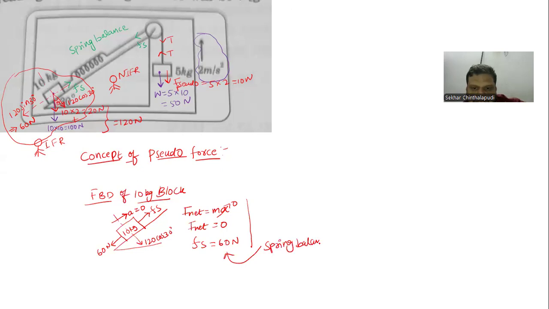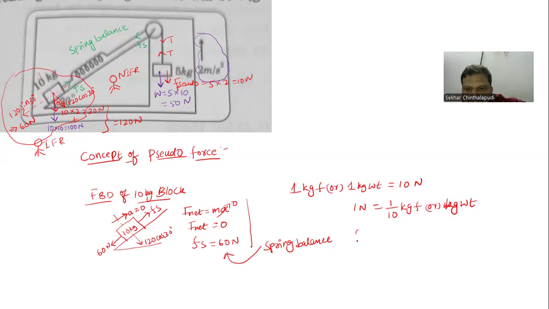So this is your answer. We can also convert this into the gravitational system. We know that 1 kg force, or 1 kg weight, is approximately equal to 10 newtons, and 1 newton equals 1 by 10 times kg force or kg weight. So I can write Fs equals 60 by 10, which equals 6 kg weight. Hope you understood this question. Thank you so much.